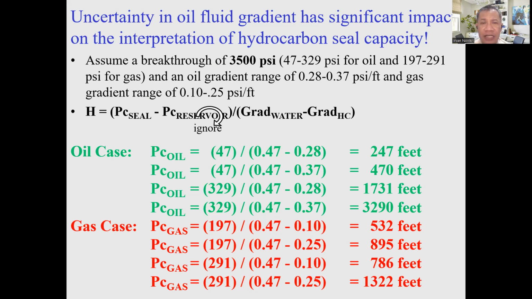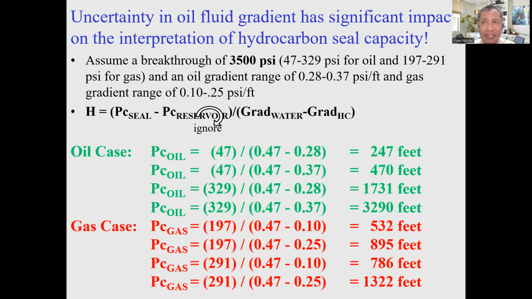Some set of details in the oil case, the interpretation of hydrocarbon seal capacity: the values represent the pressure at which oil would break through the seal given different oil gradients. For example, when the oil gradient is between 0.28 up to 0.37, the breakthrough pressure ranges from 247 up to 3,290 feet. This calculation, of course, helps assess the effectiveness of the seal in preventing oil migration.